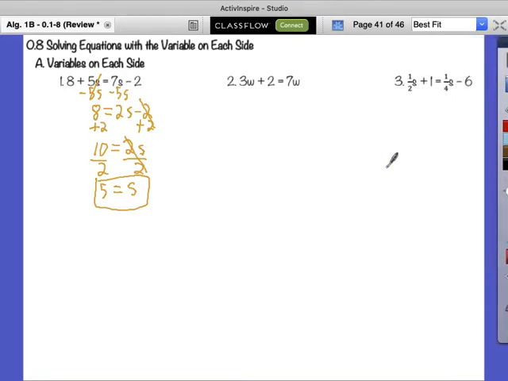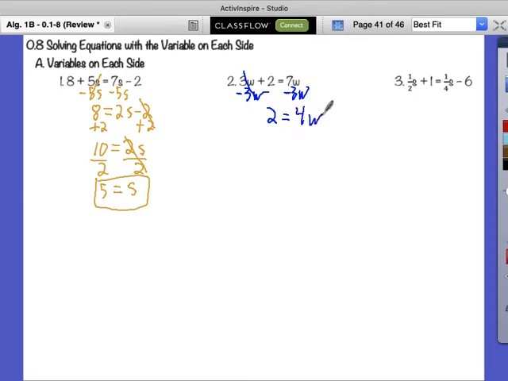3W plus 2 equals 7W. Aiden, I'm gonna make you solve this up here, but I think you'll do better this time. Okay, what do we do first? You subtract 3W from both sides. And what's 3W minus itself? 0. Okay, so we're left with 2 equals 4W.